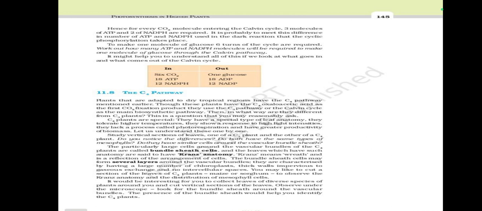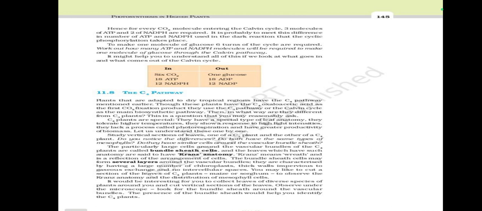It is probably to meet this difference in the number of ATP and NADPH used in the dark reaction that cyclic phosphorylation takes place. To make one molecule of glucose, 6 turns of the cycle are required. Work out how many ATP and NADPH molecules will be required to make one molecule of glucose through the Calvin pathway.